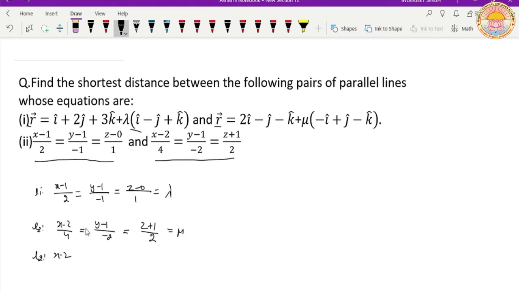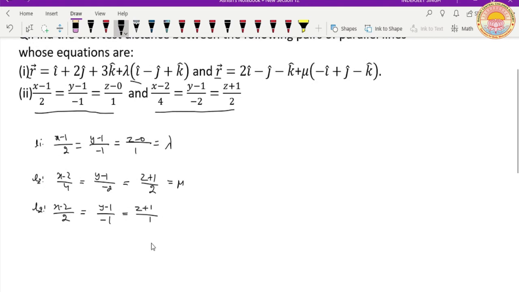So if we multiply the whole equation by 2, this can be written as (x minus 2)/2 is equal to (y minus 1)/(minus 1) and (z plus 1)/1. Clear? If we take 2 common in the denominator and send it with mu, then it will change into this form. Clear? Now we can see that the direction ratios of line L1 and line L2 are same. So we can say that line L1 is parallel to line L2. Now we have to find the shortest distance between these two lines.